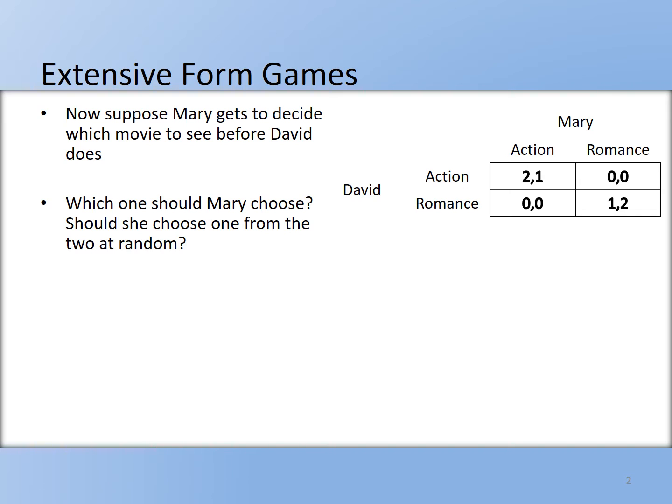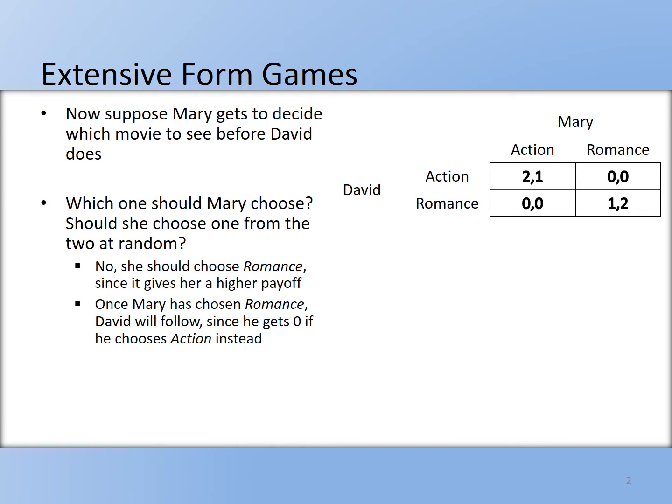Now, intuitively, if you know your friend is going to go to the same movie as you do, and you get to choose which one to go to, which one will you choose? Obviously, you're going to choose the one that you like, right? So in this case, you would think that that's what Mary should do, right? She should choose the romance movie that she likes, with the understanding that David is going to follow her.